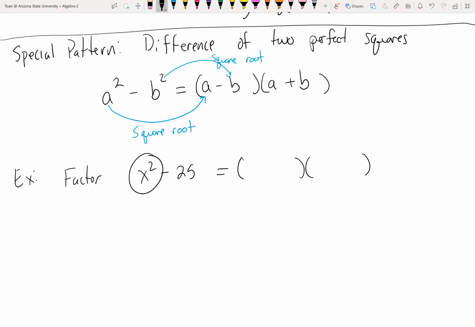What's the square root of x squared? Oh, that's just x. Minus, what's the square root of 25? Oh, that's just 5. And then the other parentheses will simply be the plus. Easy peasy. We factored it. We're done.